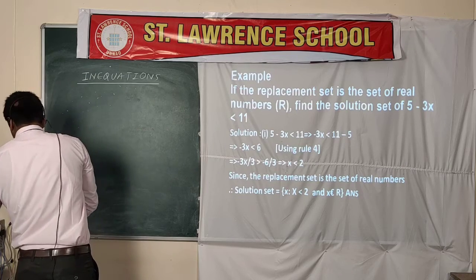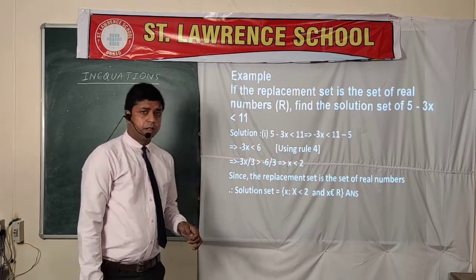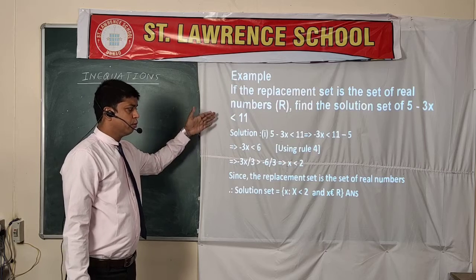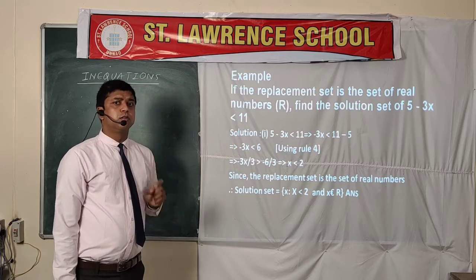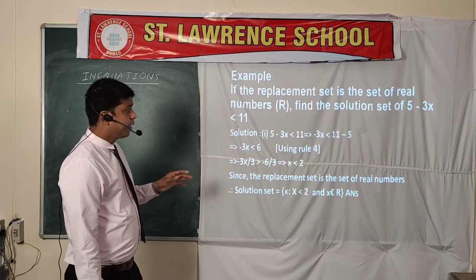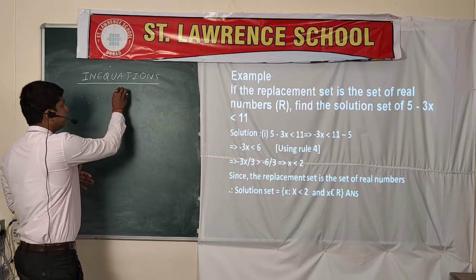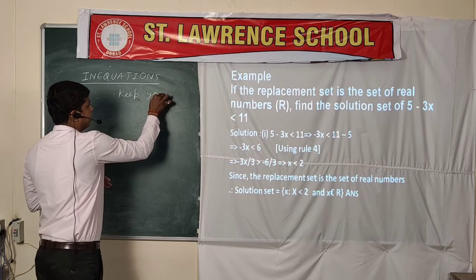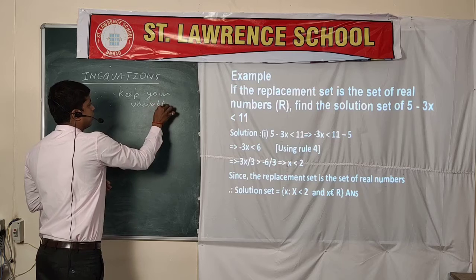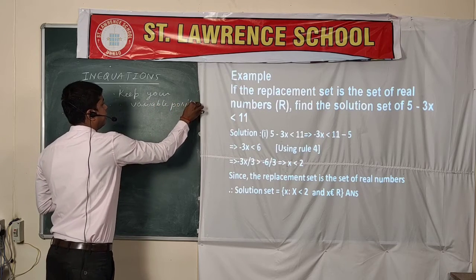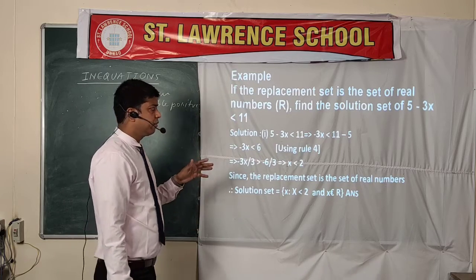Before solving the example on the screen, I will tell you, I have taught you many rules here, 1, 2, 3, 4, 5 and 6, but I will tell you one rule to solve. My process is: keep your variable positive. What is the rule? Keep your variable positive and solve just like an equation.